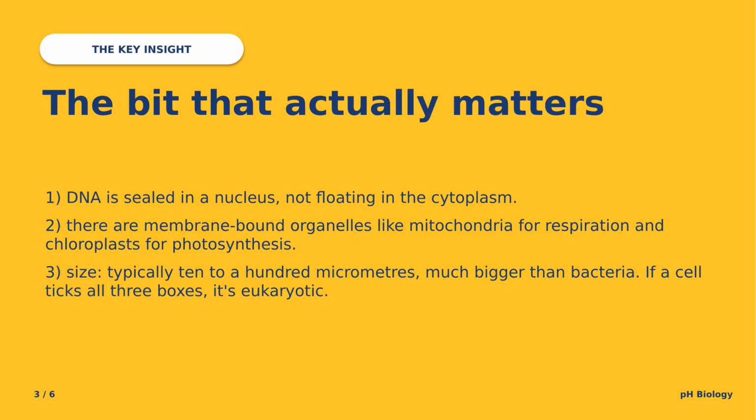3 things to lock in. 1. DNA is sealed in a nucleus, not floating in the cytoplasm. 2. There are membrane-bound organelles like mitochondria for respiration and chloroplasts for photosynthesis. And 3. Size, typically 10 to 100 micrometers, much bigger than bacteria. If a cell ticks all 3 boxes, it's eukaryotic.